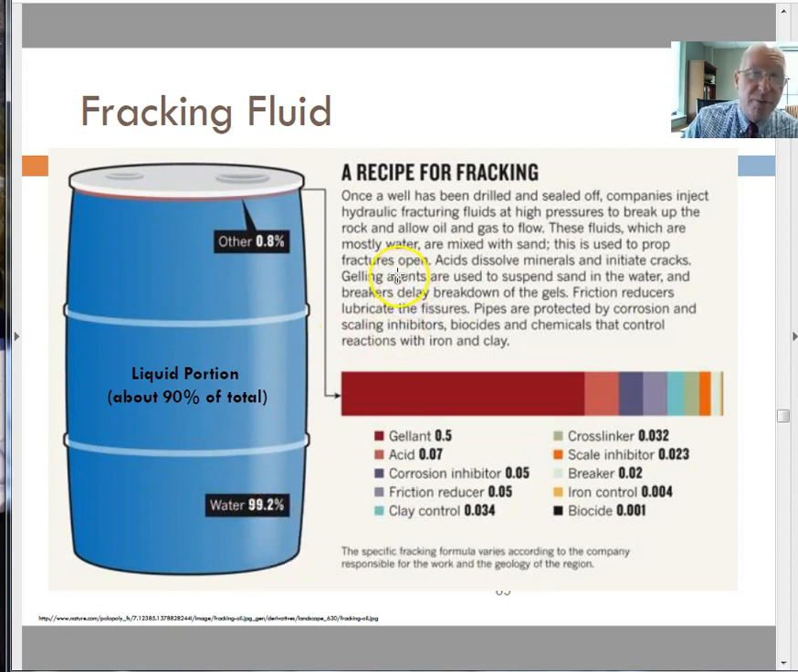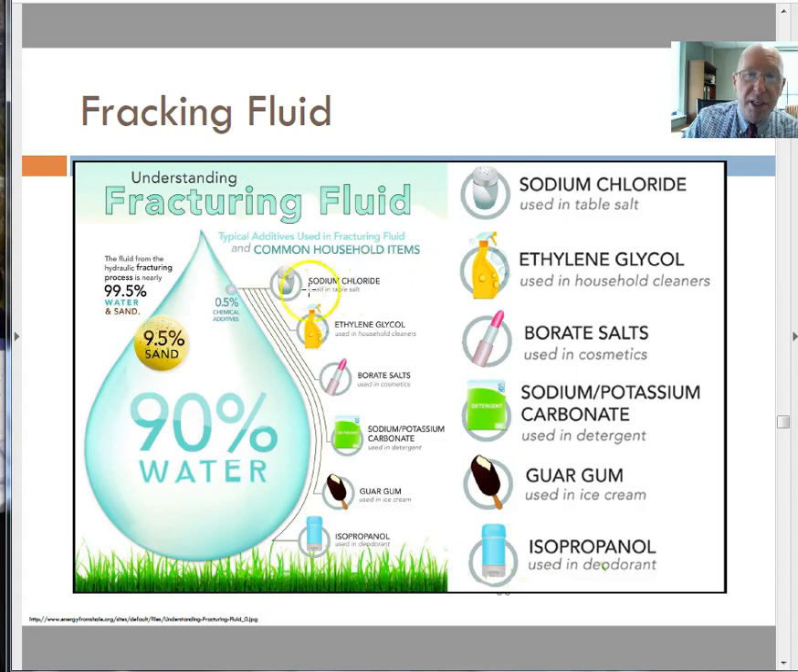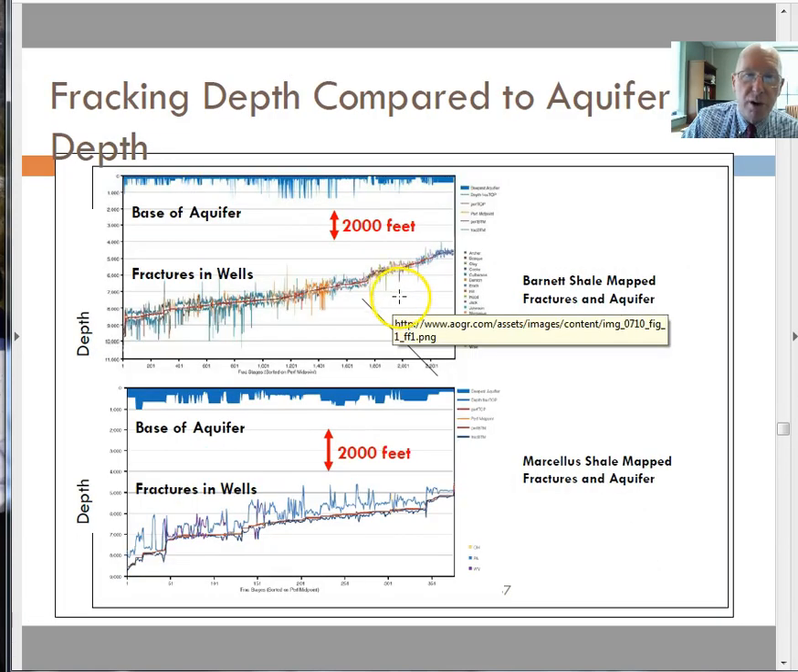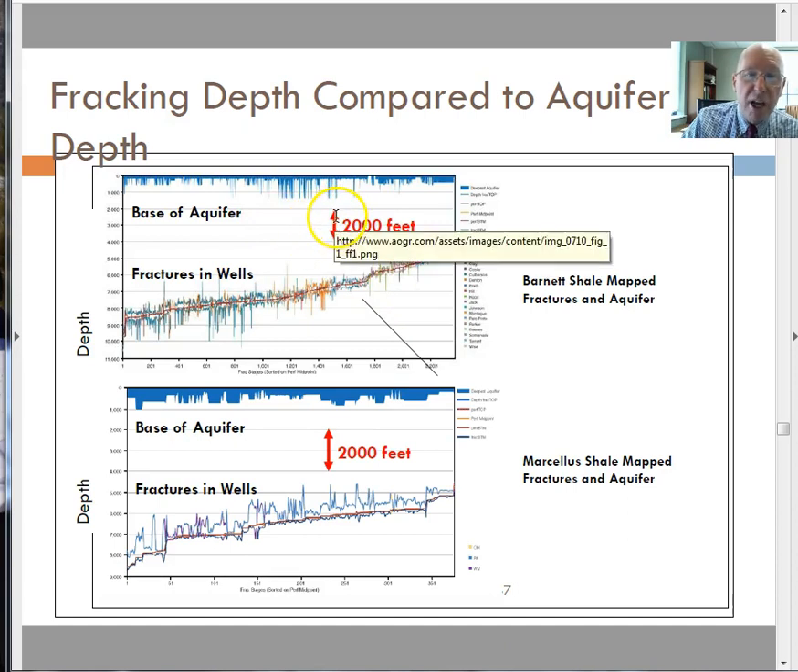Some people say 99.5%. But again, he gave you a really good lead-in to indicate that, hey, it's not these horrible, horrible chemicals. There's some stuff in there that's better than others. Notice here's where you get the 99.5% that people sometimes will talk about. And he also made the point that you can see this is 2,000 feet, and you can see here the fracs were a minimum of 4,000 feet below the aquifer.